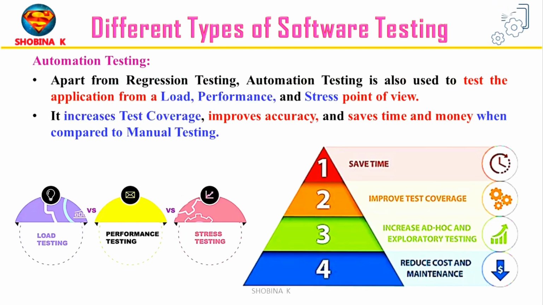It can be used for various types of testing, including functional, regression, performance, and load testing. That is, automation testing tests the application from a load, performance, and stress point of view. Load testing checks how well the app handles many users at once. Performance testing checks how fast and stable the system is and if it can handle different loads. Stress testing puts the system through tough situations to see if it can handle them without crashing.